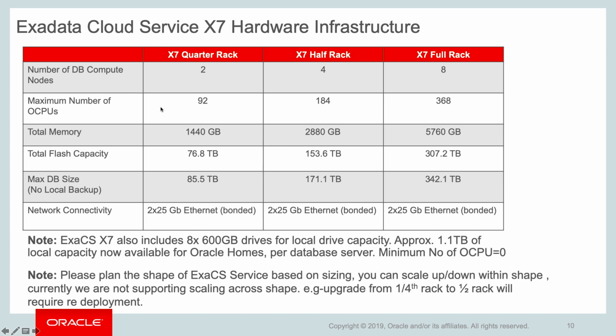If you make the OCPUs 0, it will shut down the VMs and you won't be charged for the database OCPUs. So you need to plan the shape of Exadata Cloud Service based on sizing. You can scale up and down within shape. Currently, we are not supporting scaling across different shapes. For example, upgrading from a 1/4 rack to half rack is going to be a kind of redeployment.